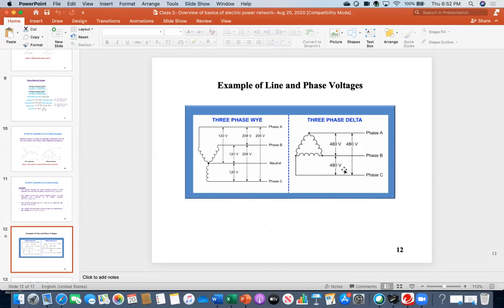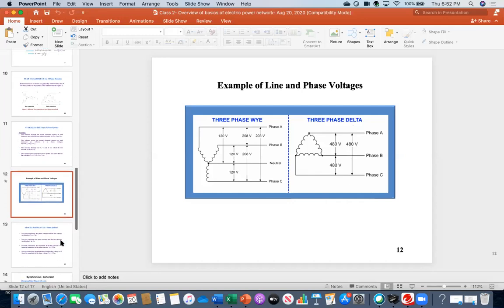On the other hand, on the right side, you see, this is three-phase delta. Because this is the phase and this is the line, the voltage is always the same. For example, 480. But in this case, current will be different. We are just discussing the voltage. Current will be √3 times this current if you measure the current.